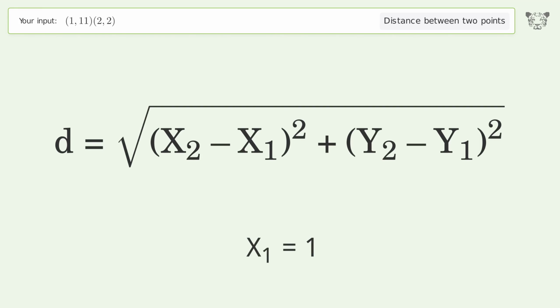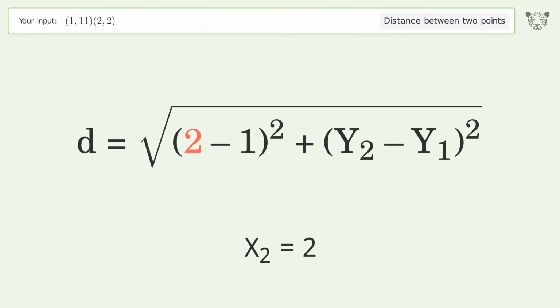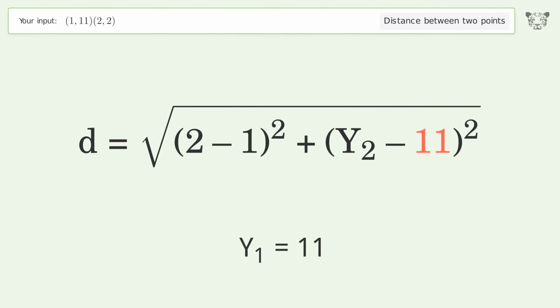x1 equals 1. x2 equals 2. y1 equals 11. y2 equals 2.